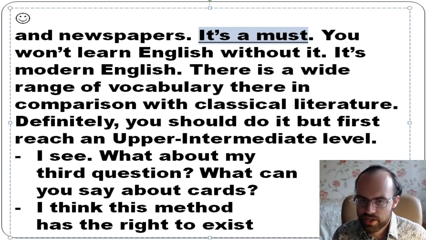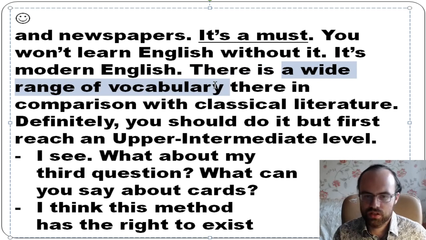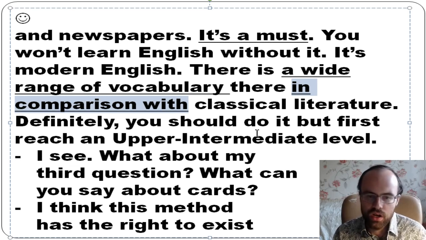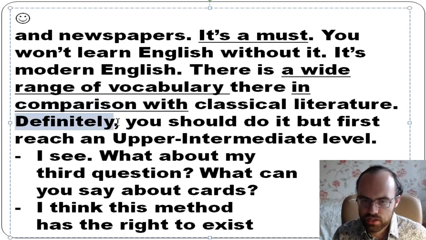There is a wide range of vocabulary there. So wide range means that there are lots of words. There are lots of good words and interesting words there, in comparison with classical literature. In comparison with means if we compare it with classical literature, so you can look at these books and classical literature and you'll see the difference. Okay, so definitely, of course you should do it, but first reach an upper intermediate level.